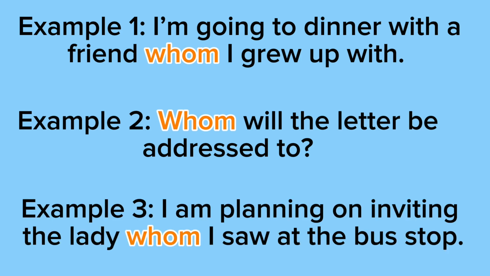Example 3 says, I am planning on inviting the lady whom I saw at the bus stop. So as you can see, whom connects the dependent clause, whom I saw at the bus stop, with the independent clause, I am planning on inviting the lady.